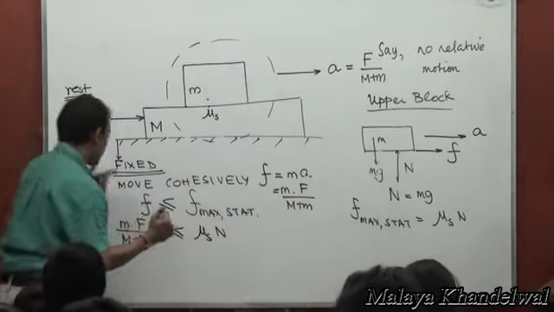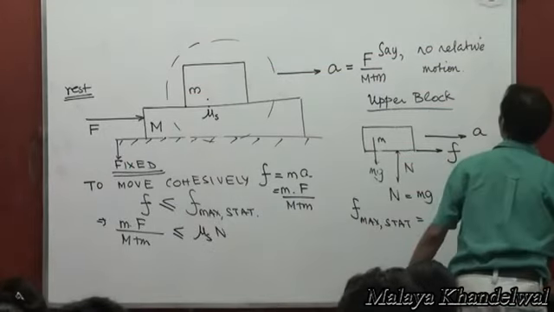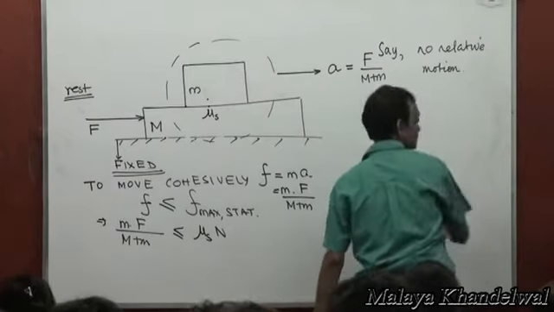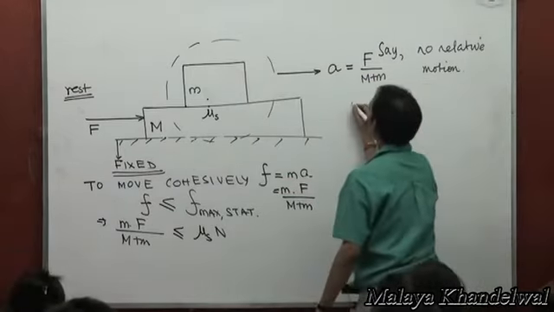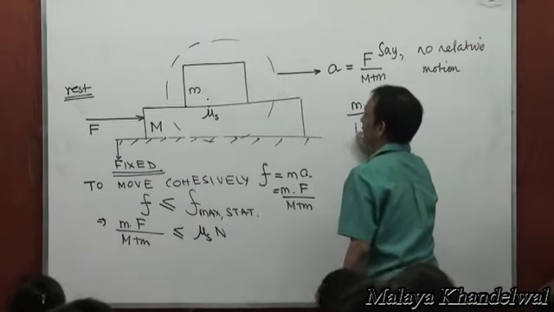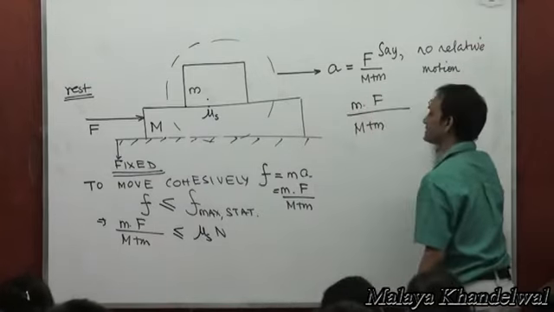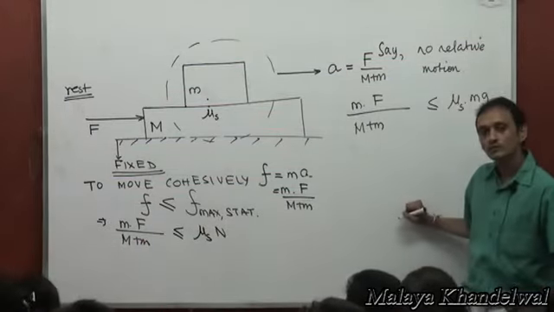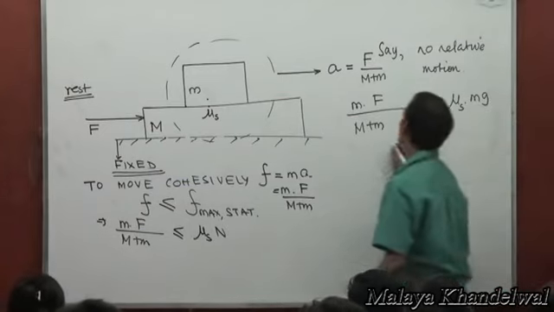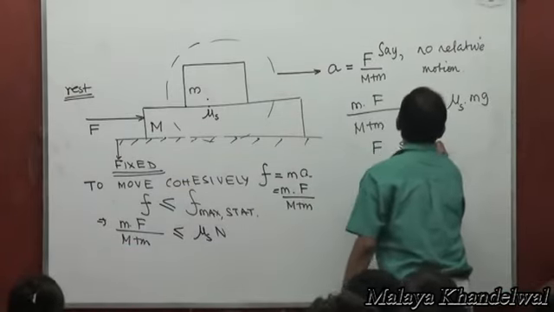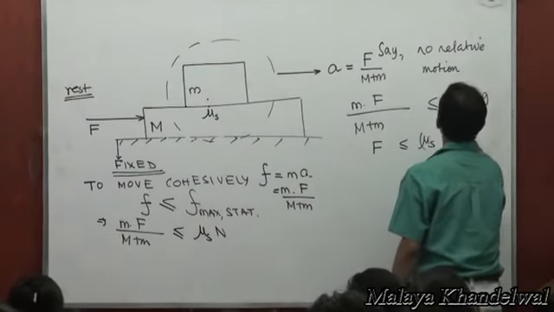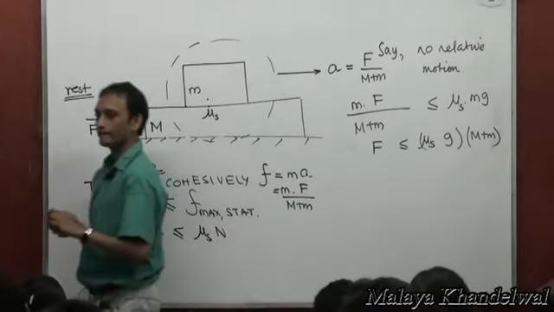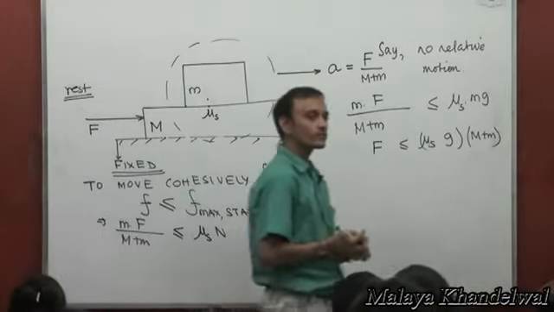But in this case, if there is no vertical acceleration, N equals mg. Is that okay? Right? Which means m into F by capital M plus small m is less than or equal to mu s into mg, right? So F is less than or equal to mu s into g into capital M plus small m. Means what?